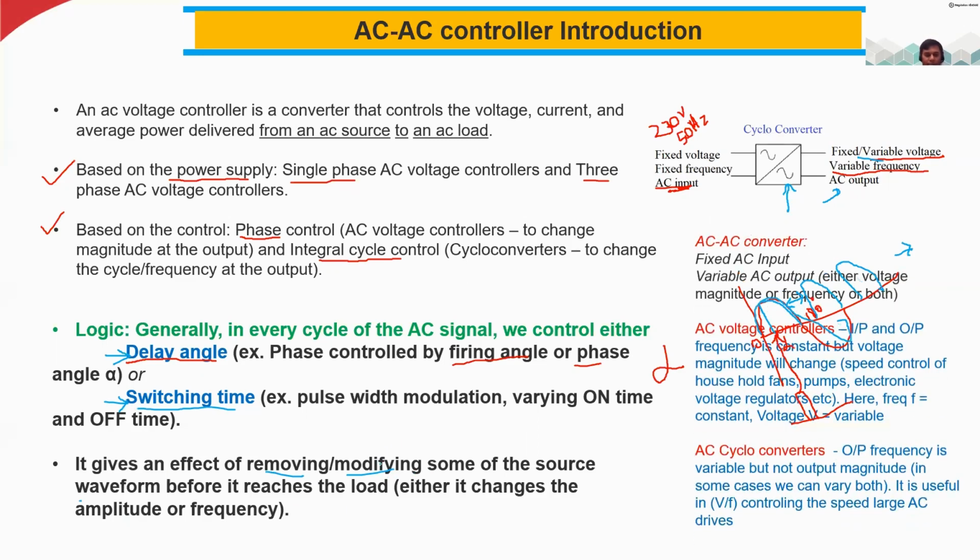Now let's move on further. This example is just the same as what I said just before. Here you are applying a fixed voltage, fixed frequency AC input. At the output, you get a variable voltage, variable frequency AC output. In some cases, you want to change only the frequency, not the amplitude of the voltage. In that case, you will have a fixed voltage but variable frequency. But in some applications, you need both voltage and frequency to be changed.